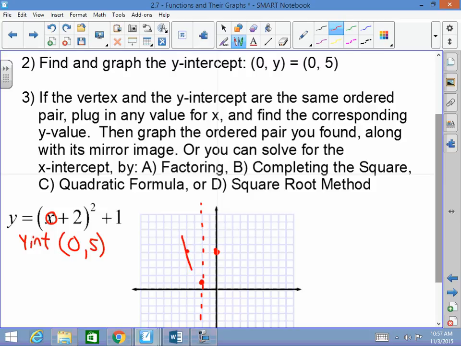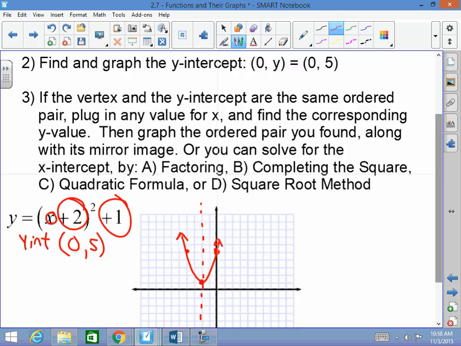Guess what? You're done, guys. You've graphed your quadratic function. Tell me that's not easier. You don't have to shift. You don't have to do anything. But you do have to be able to recognize, okay, this shifted the original graph 2 to the left and up 1. All you got to do is find your vertex, your y-intercept, graph the mirror image.